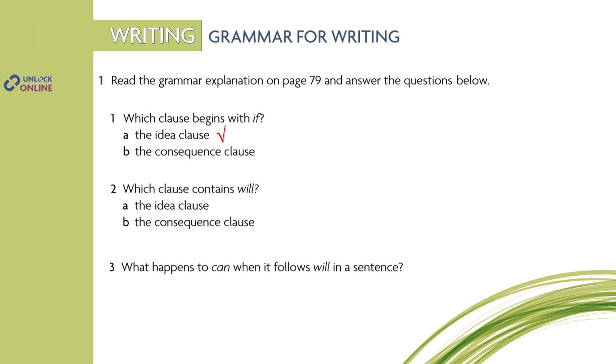Number 2. Which clause contains will? A. The idea clause or the consequence clause? And the answer is the consequence clause. Number 3. What happens to can when it follows will in a sentence? Can changes to be able to when it follows another modal verb.